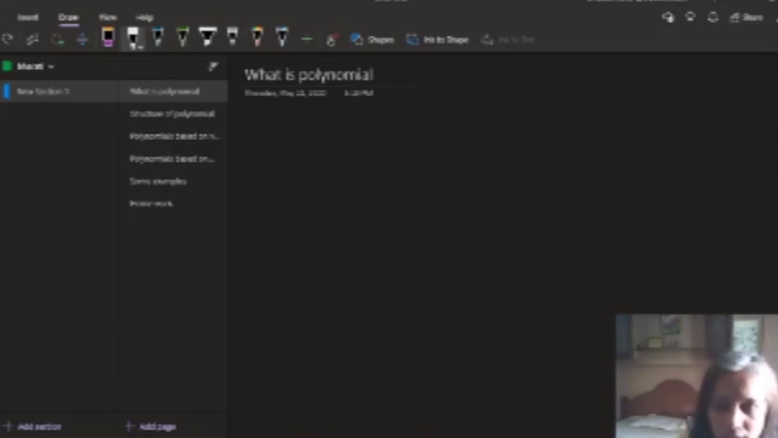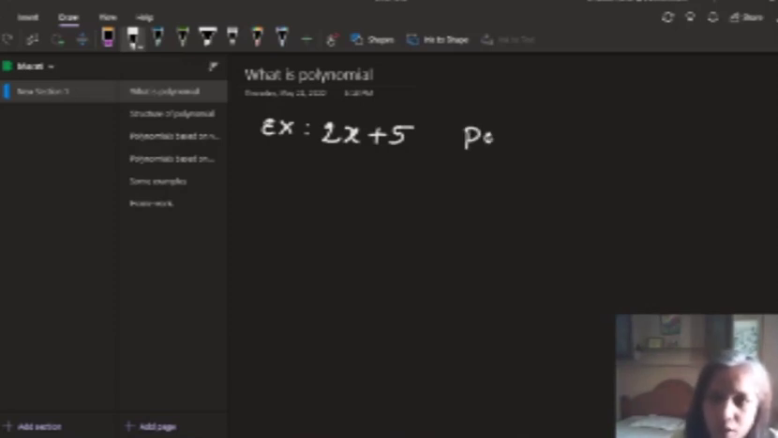Let me write one example for an algebraic expression. Suppose 2x plus 5 is an algebraic expression, and we call this algebraic expression a polynomial. Oh my god, it is so easy. And you may also think, what is the necessity of learning the whole chapter on polynomials when we have already learnt algebraic expressions? Because I am telling you that algebraic expression and polynomial are the same.